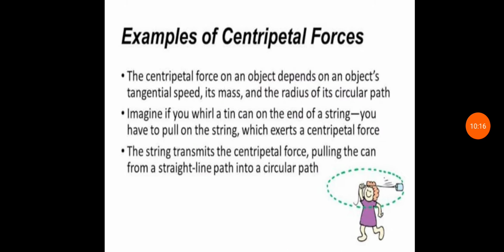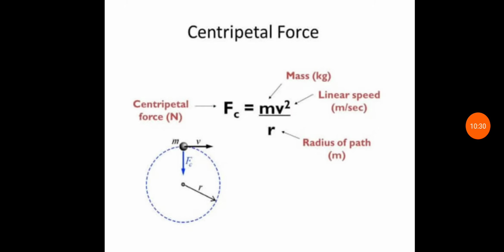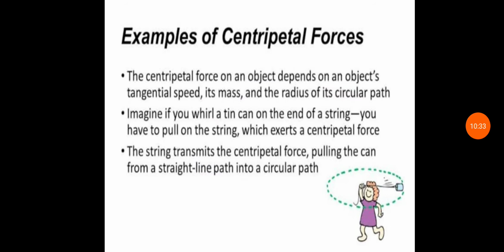Now the examples of the centripetal force. The centripetal force on an object depends on the object's tangential speed, its mass, and the radius of its circular path. With the help of this formula, you can see the mass, the linear speed, and the radius. Imagine if you whirl a tin can on the end of a string. You have to pull on the string, which exerts a centripetal force. The string transmits the centripetal force, pulling the can from a straight line path into a circular path.